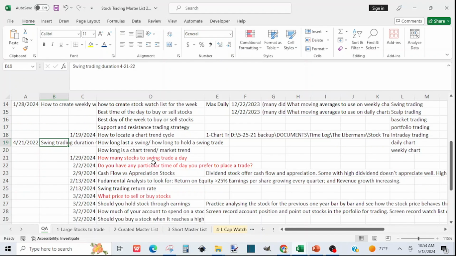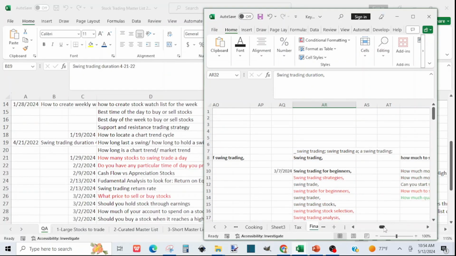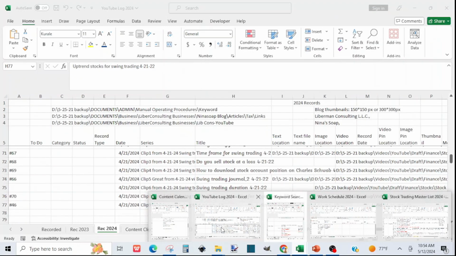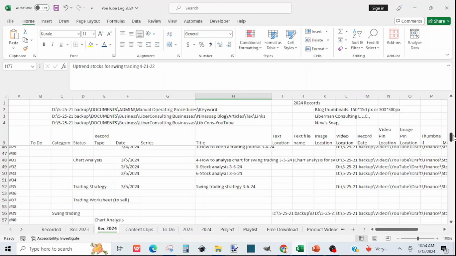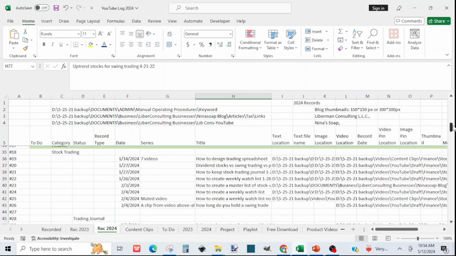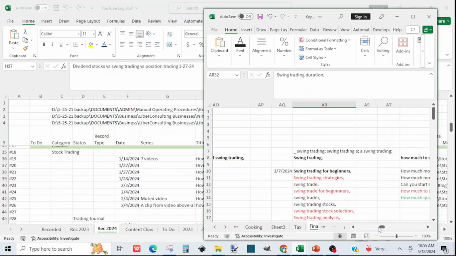How many stocks to swing trade a day? How many stocks to swing trade a day? Is anyone asking that question? And do I even have content already created? One thing I will do though is I have content that I created at the beginning. I have this one here, dividend, swing trading, position trading. Well, I have a video. People are comparing those things.